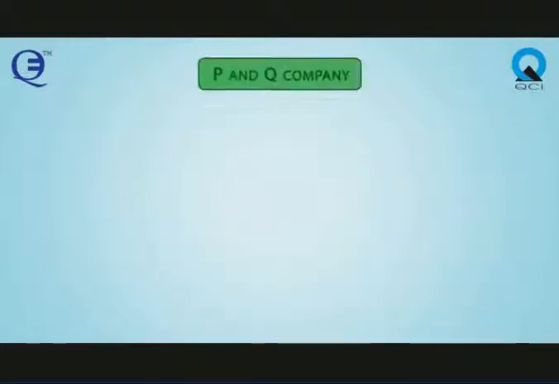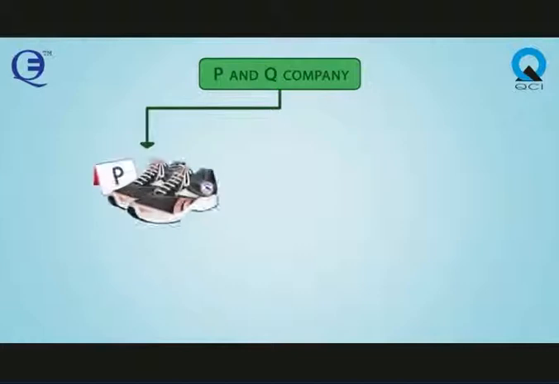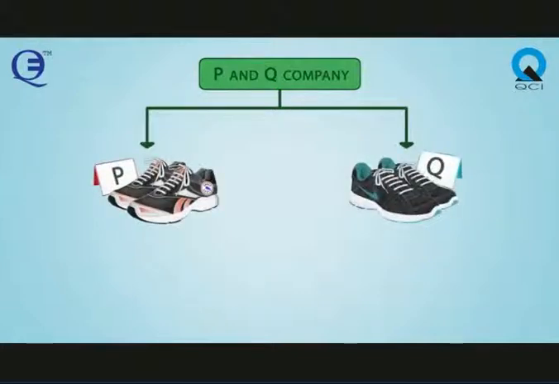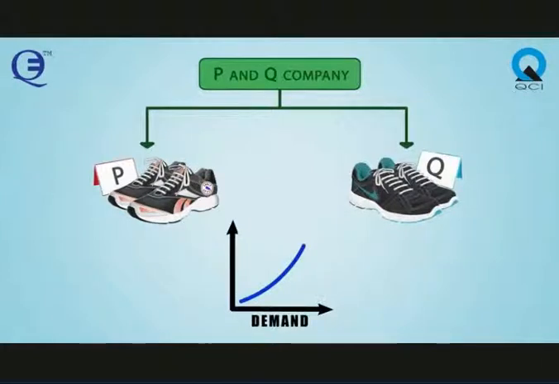Now, if there is such a company, I would put it pictorially to you right now. Let me call this company the P and Q company. This company makes two products, P and Q. Now, if you make a product, there has to be demand. Or in other words, we only manufacture if there's a demand.